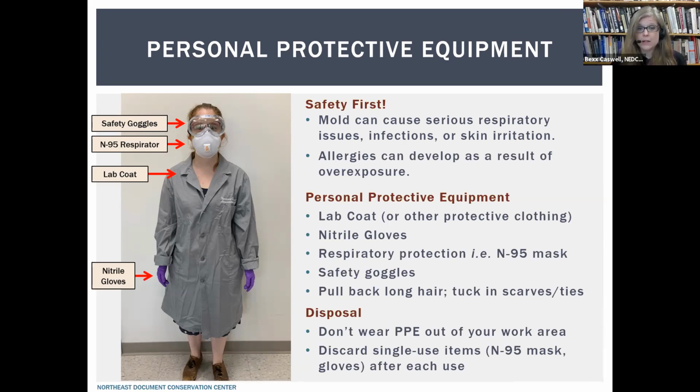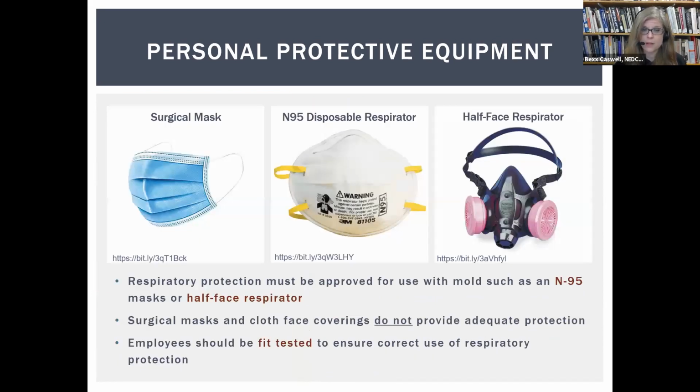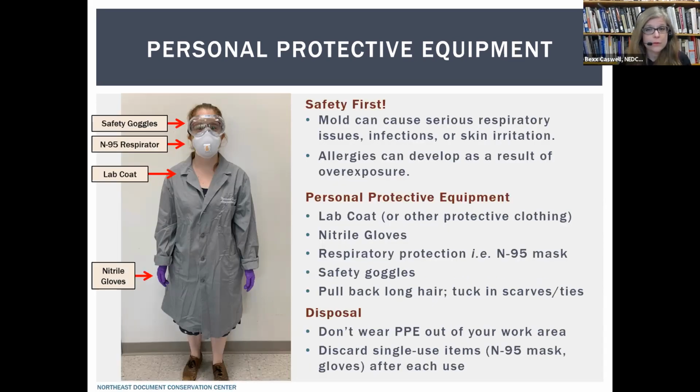You want to wear some sort of disposable glove. I really like nitrile gloves because I think you have a better tactile experience. You can really feel what you're touching, which is not as true for cheaper vinyl gloves that you might use in food service. But I really prefer nitrile gloves. Then you need to have some sort of respiratory protection that is approved for use with mold. And this is really important, and I'm going to talk more about that in the next slide because I have lots to say about it.